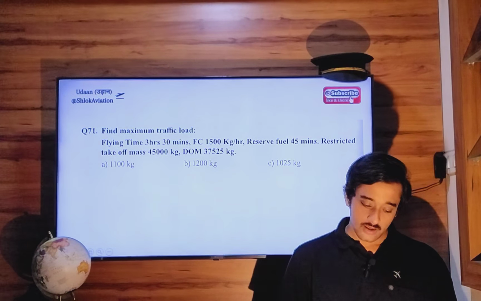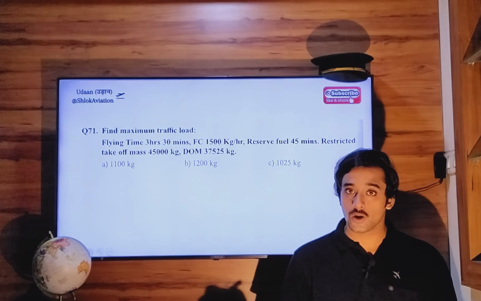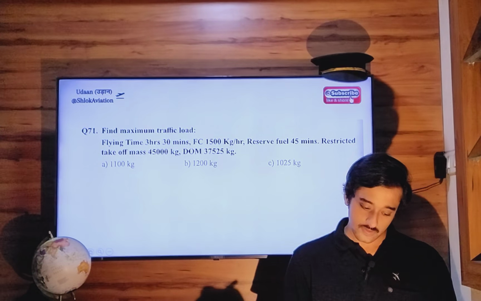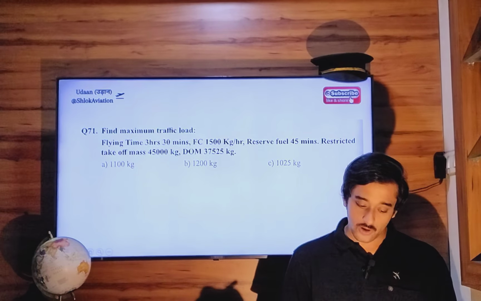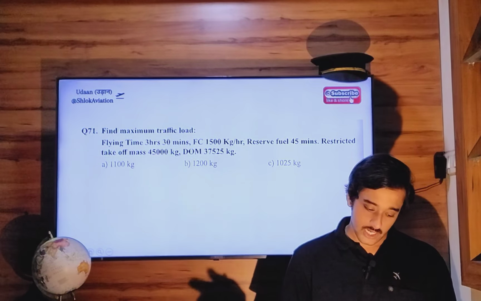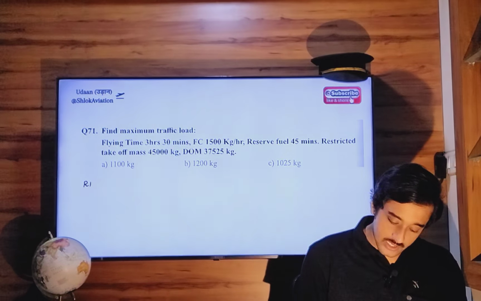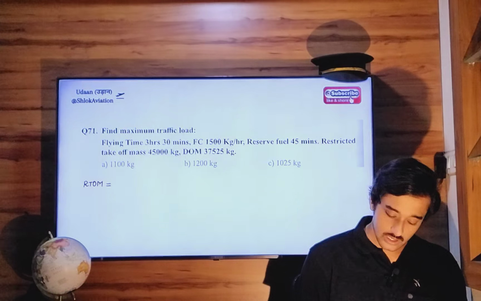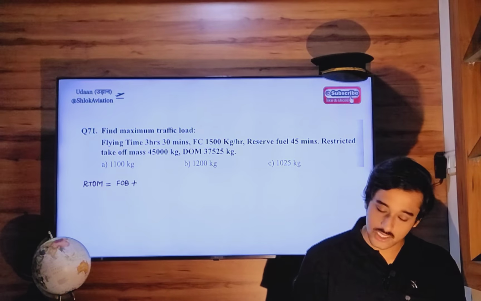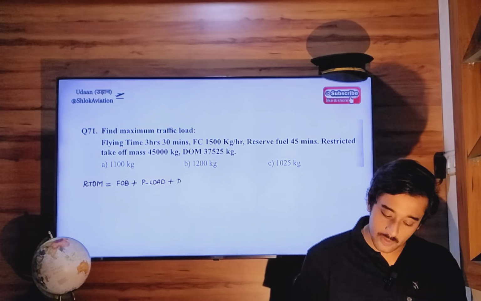Traffic load, flying time 3 hours 30 minutes, fuel consumption rate 1500 kilogram per hour, reserve fuel 45 minutes, restricted takeoff mass 45,000, DOM is 37,525. Okay? So we have to find traffic load. Now the formula is regulated takeoff mass equals fuel on board or takeoff fuel plus payload or traffic load plus dry operating mass.